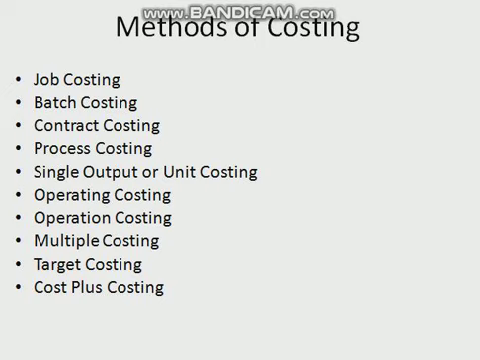So this is known as cost plus costing. So today we have discussed 10 methods: single output or unit costing, job costing, contract costing, batch costing, process costing, operating costing, operation costing, multiple costing, target costing, and cost plus costing.